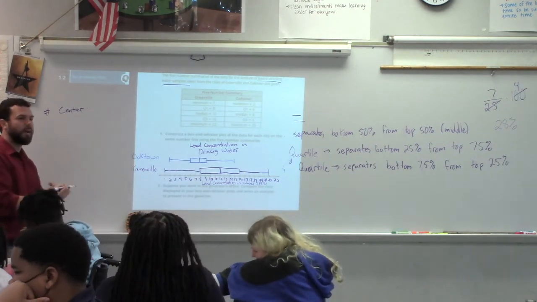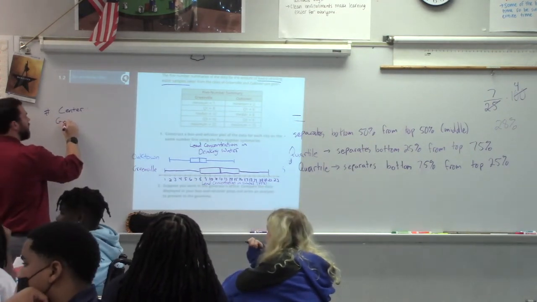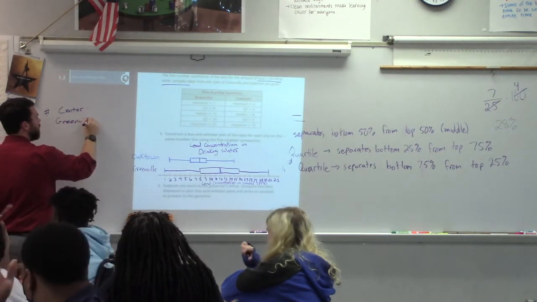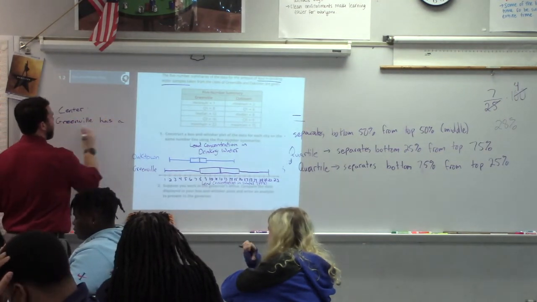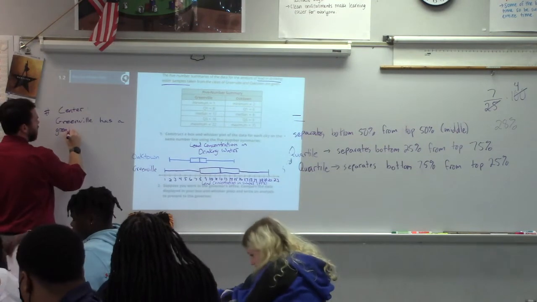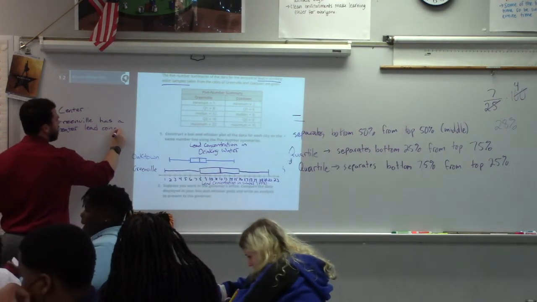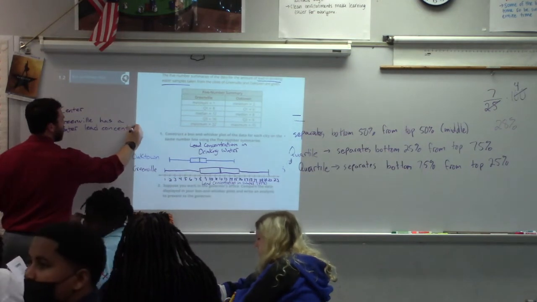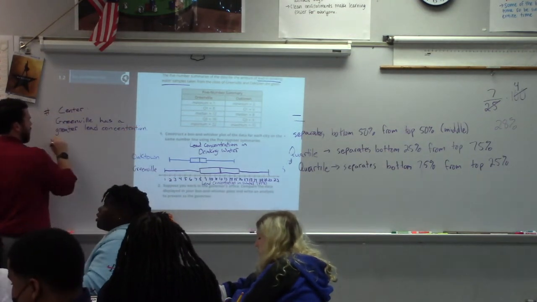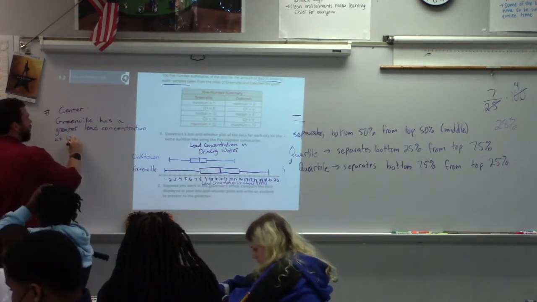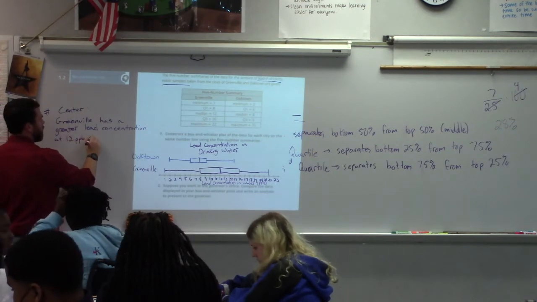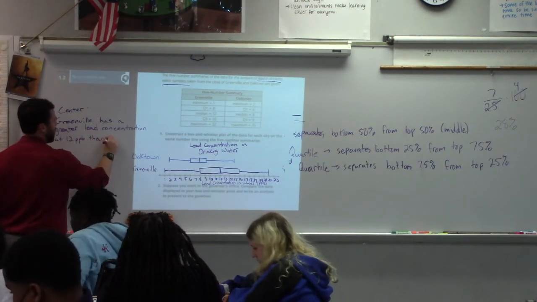You want to directly compare those. You would say Greenville has a greater, and keep your context, lead concentration at 12 parts per billion than Oaktown.